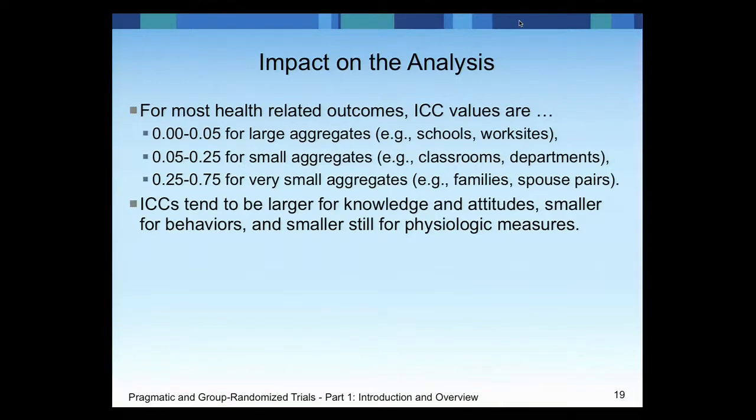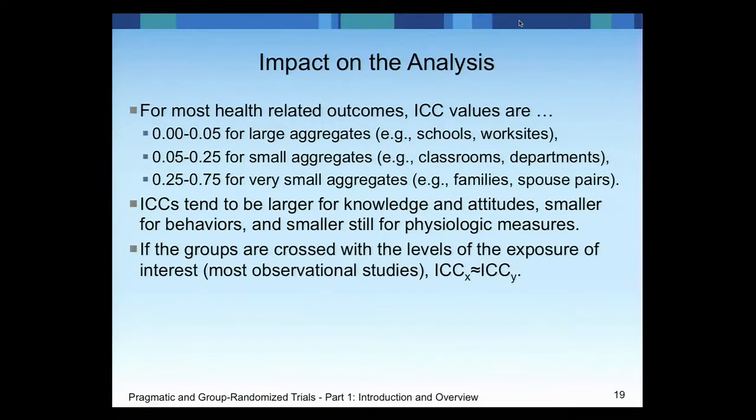ICCs tend to be larger for measures of knowledge and attitudes, smaller for measures of behavior, and smaller still for physiological measures. If the groups are crossed with the levels of the exposure of interest, and that's true for most observational studies, then we do have two interclass correlations at play. They tend to have similar magnitude.